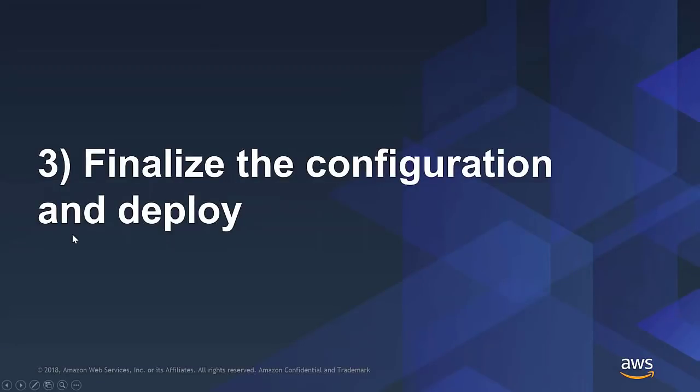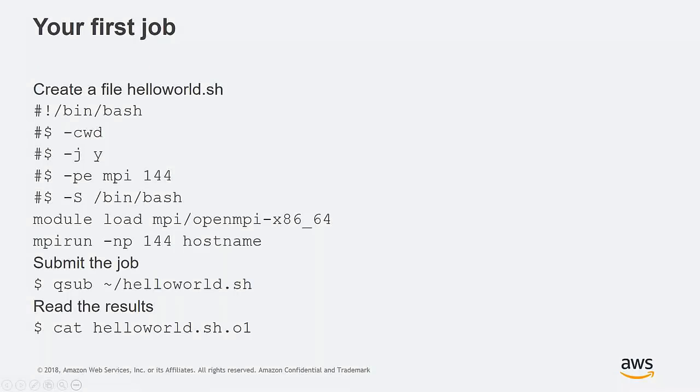Now let's come back to the slide deck and let's create our first MPI job. To run a very simple example, we'll create a hello-world.sh file, and this will run the hostname command using the mpirun command. So basically, I will run the hostname command on 144 ranks, or cores in this case.